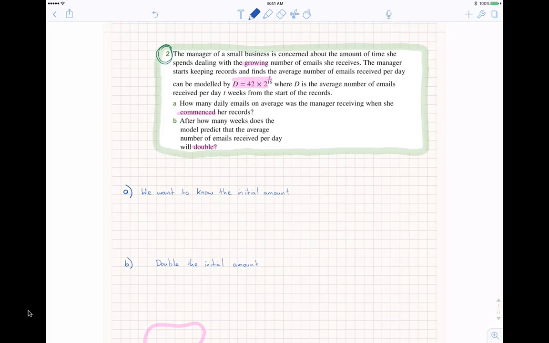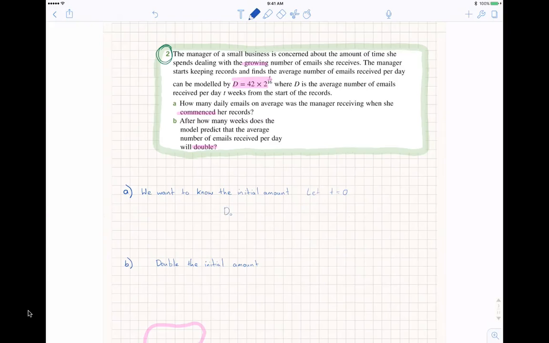The word commenced indicates to us that we're talking about the initial amount of daily emails. So if we want to find the initial amount, that means we need to find D0. So we let T equal 0. Putting T equals 0 into our equation.